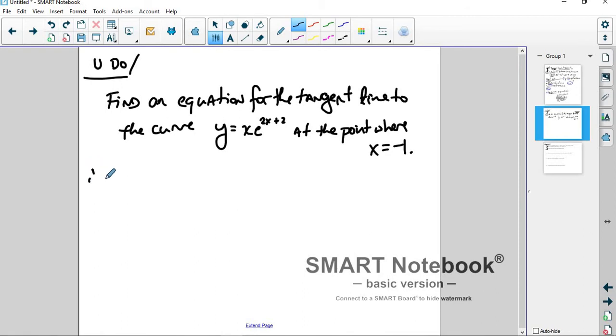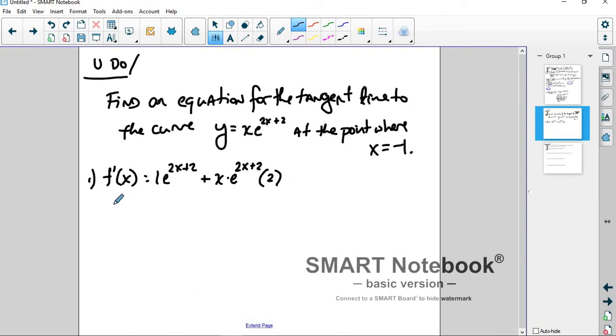Okay, step 1. Let's take the derivative. F prime of x, this is a product rule, so I get the derivative of the first, which is 1 times the second, plus the first times the derivative of the second. The derivative of e to the stuff is e to the stuff times the derivative of the stuff. The derivative of 2x plus 2 is just 2.